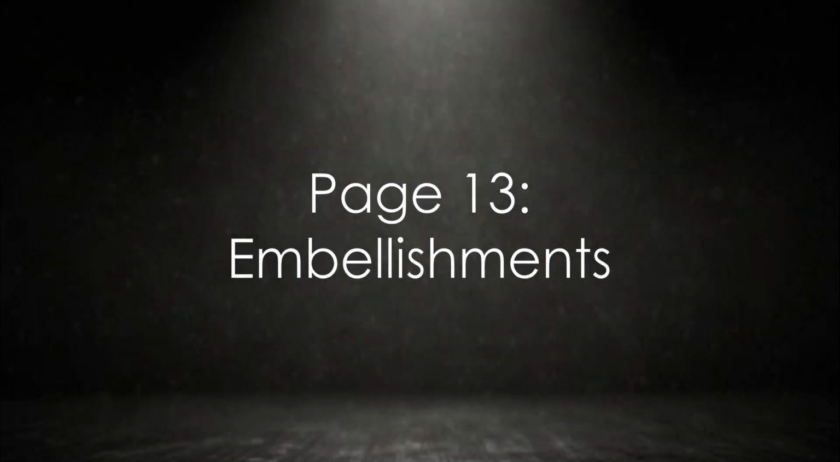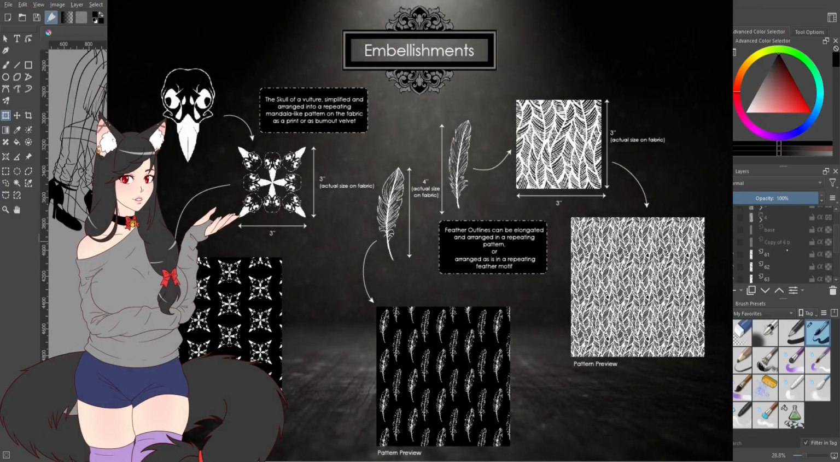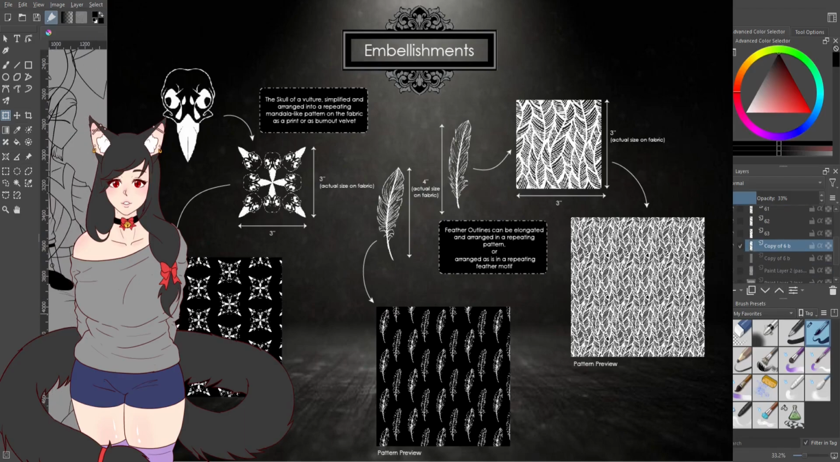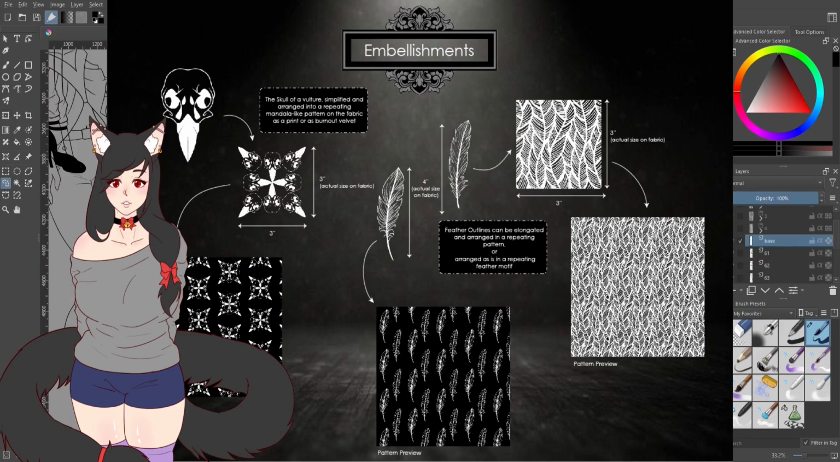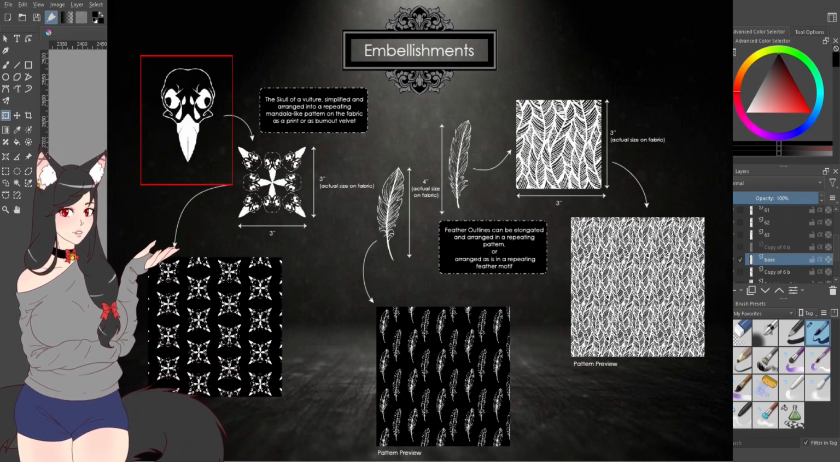Page 13, embellishments. Embellishments are basically what surface patterns may go into your final. Now, just like your material study, all of this does not have to be used in your final design. It can also be something that might go well with your design, but make sure to use at least one of what you're making. For one, I used a skull of a vulture, which is simplified and arranged into a repeating mandala-like pattern, which could be a print or even burnout velvet.